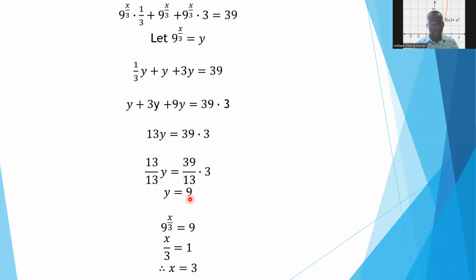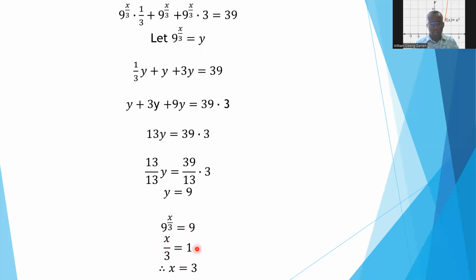Now we want to remind ourselves that when we started, we said let this be equal to that. So we go back and replace our y with this expression, 9 raised to the power x on 3, and that is equal to 9. Now our 9 here is raised to the power 1, so the same base. So we equate x on 3 to 1. So x on 3 is equal to 1.